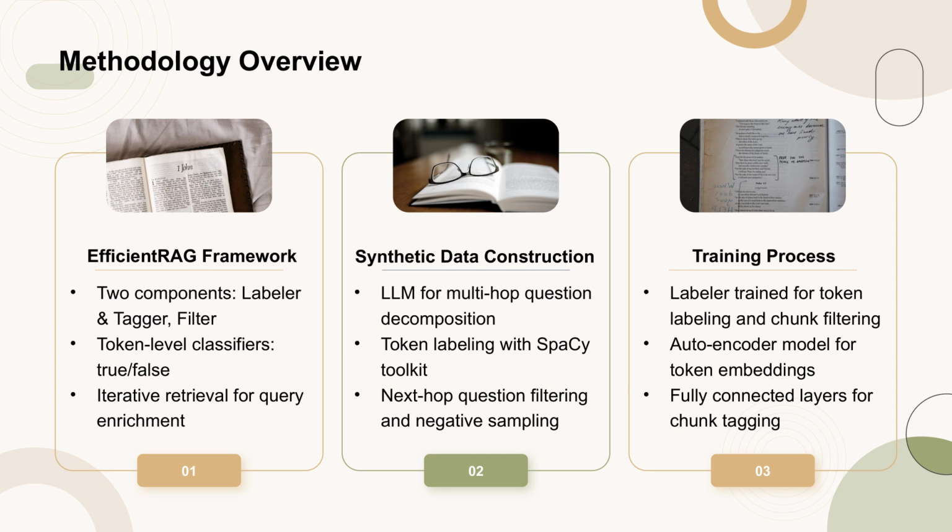Additionally, the section discusses the construction of synthetic training data using large language models, LLMs. This involves multi-hop question decomposition, token labeling, next-hop question filtering, and negative sampling. The training process for EfficientRAG involves using an autoencoder language model to derive token embeddings and fully connected layers to classify chunks as either continuing or terminating the retrieval process.